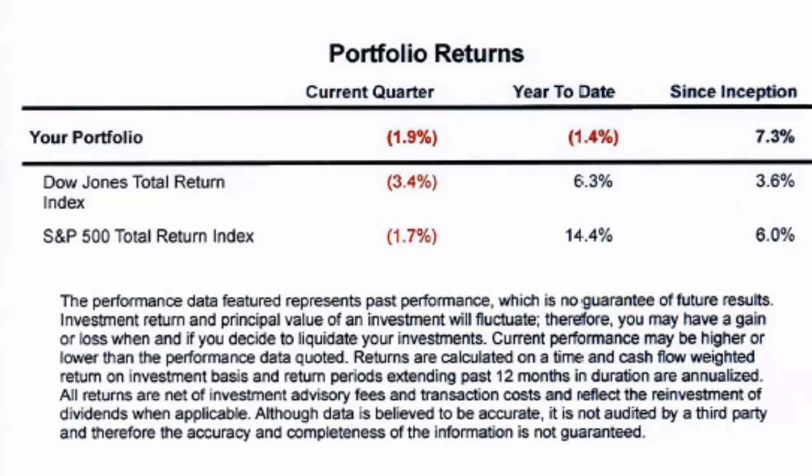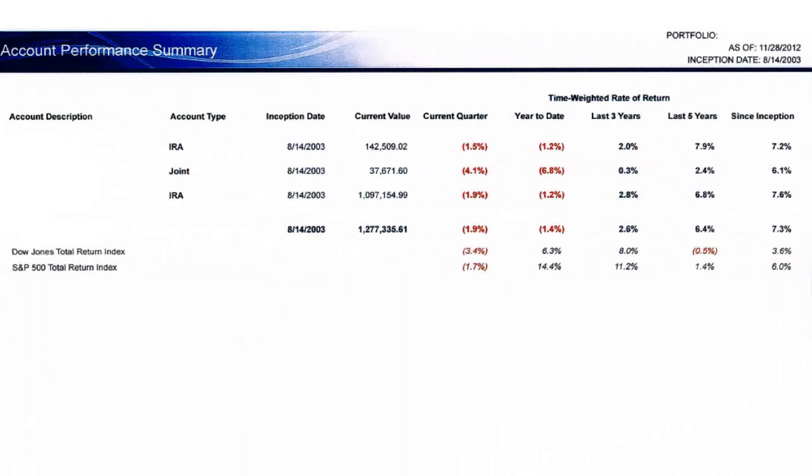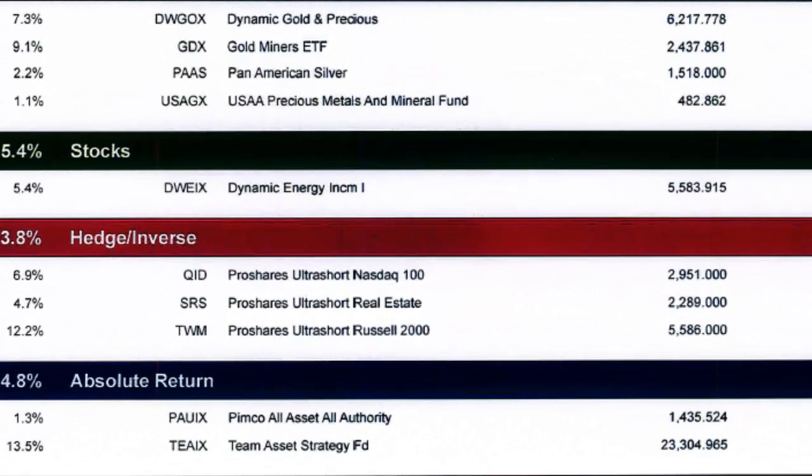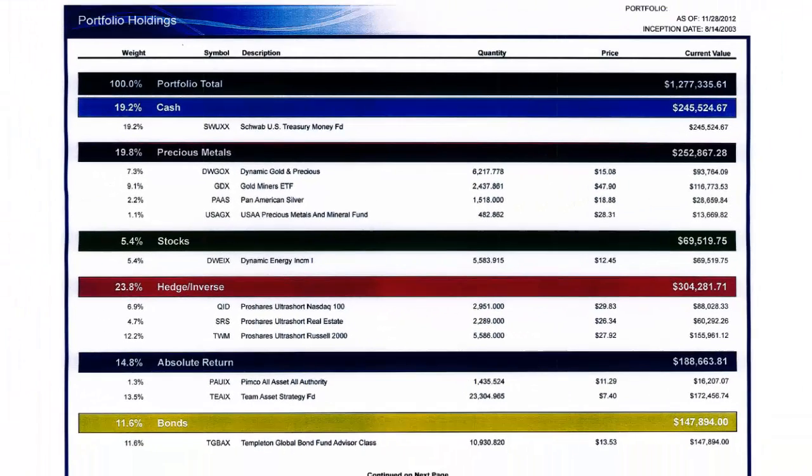The next page simply shows returns by account. So this client has two IRAs and a joint account. Remember, smaller accounts may have 100% in Team's mutual fund, so the returns are going to vary. The next page shows you what your portfolio currently holds. It gives you a dollar amount and percentages. Remember, these hedge inverse funds do the opposite of the market index they are associated with: NASDAQ, real estate, and Russell 2000. If you would like to review what Team holds and why we are holding it, please let us know. We are always happy to review this with you.